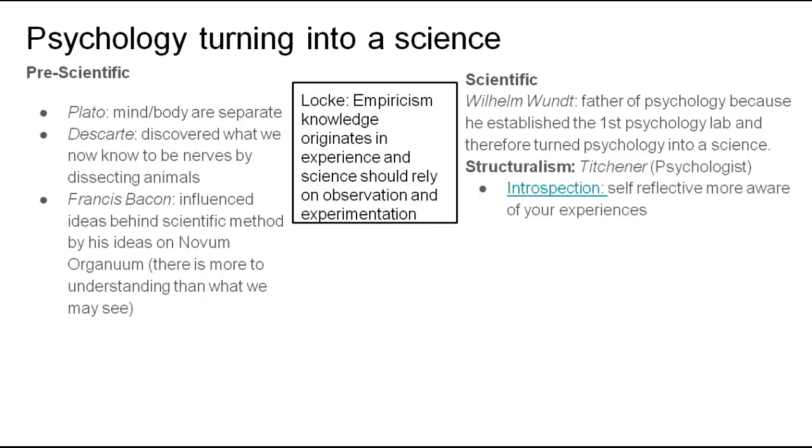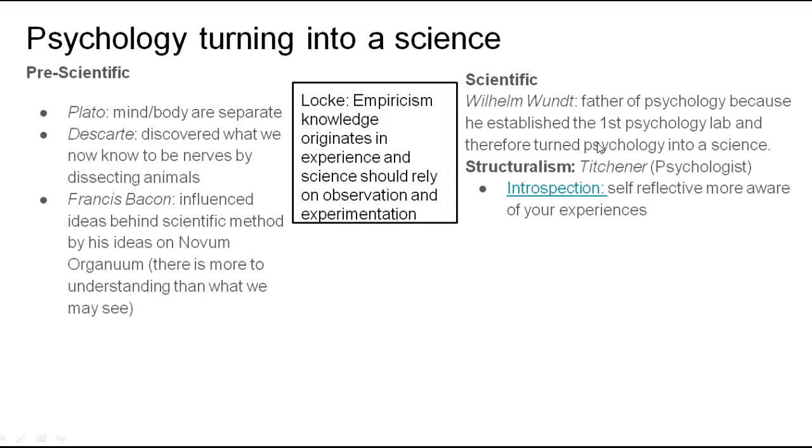Structuralism was one of the first schools of thought behind psychology, trying to figure out behaviors and understand why behaviors exist. Titchener was a psychologist who believed in introspection, the idea of being self-reflective and becoming more aware of your experiences. An example would be if you smell a rose, you might say the rose is smooth petaled and sweetly aromatic. So, becoming more aware.